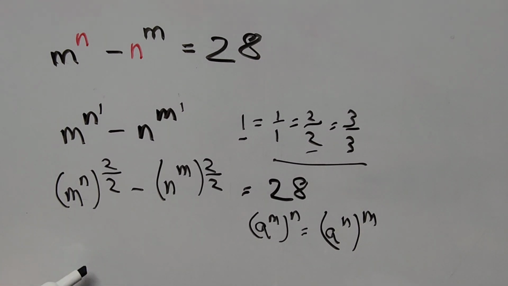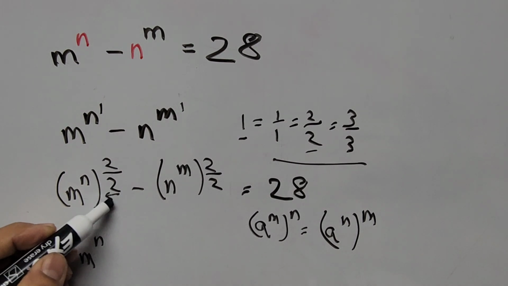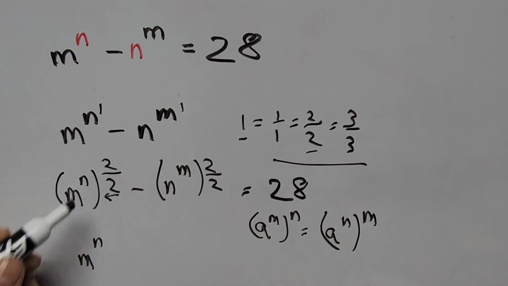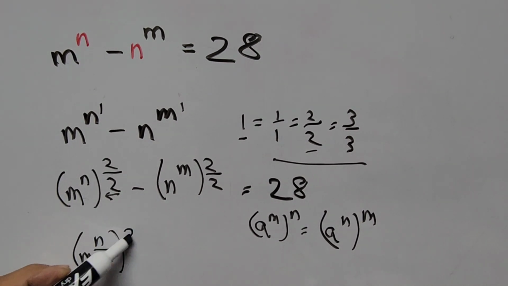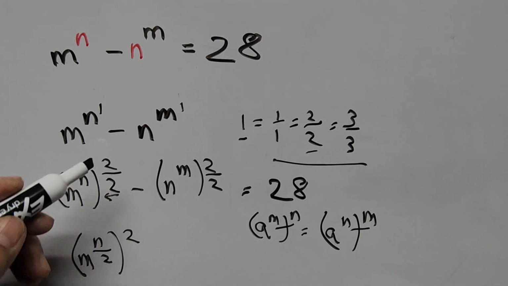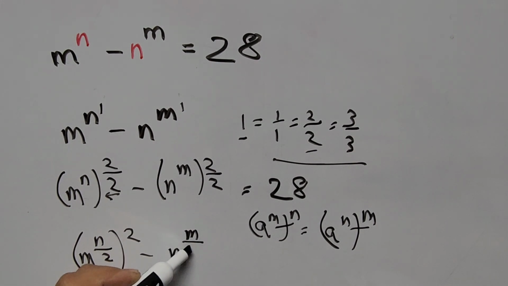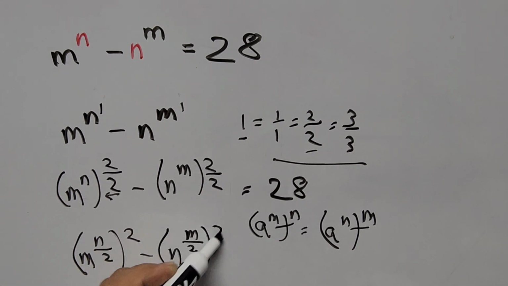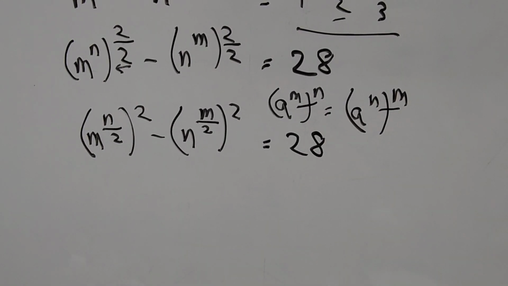We can write it the same way as m to the power of n, and we can put the denominator 2 underneath the n, and write the numerator outside. That's the same, right? Since we can multiply the exponents, or we can switch their places, right? And then the second term we do the same way. So n to the power of m divided by 2 raised to the power of 2, and this is equal to 28.